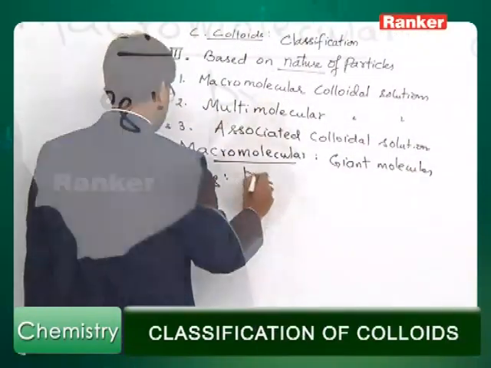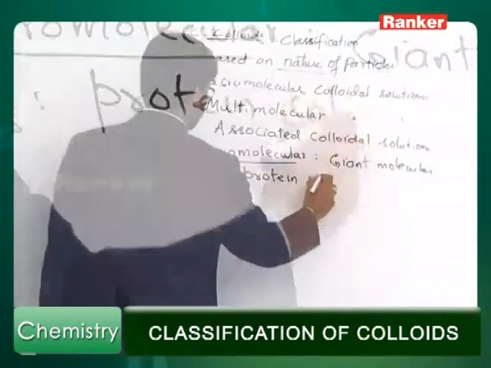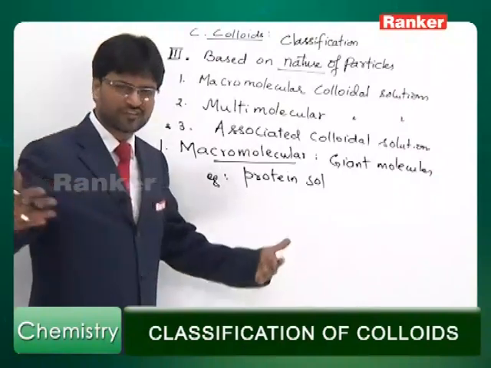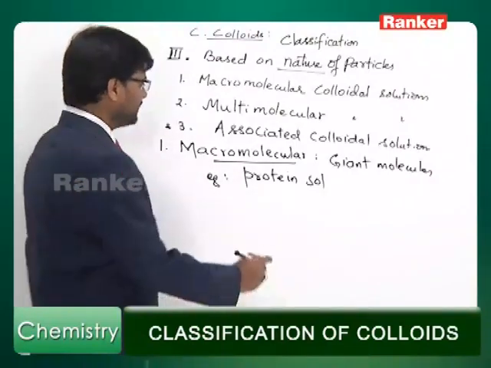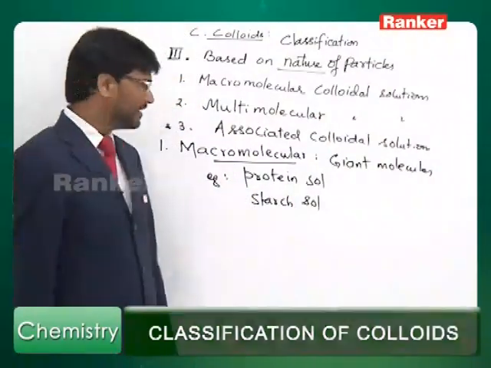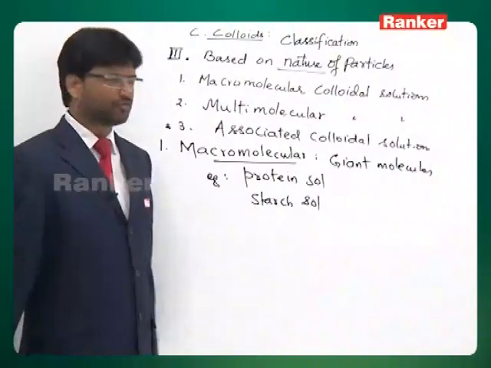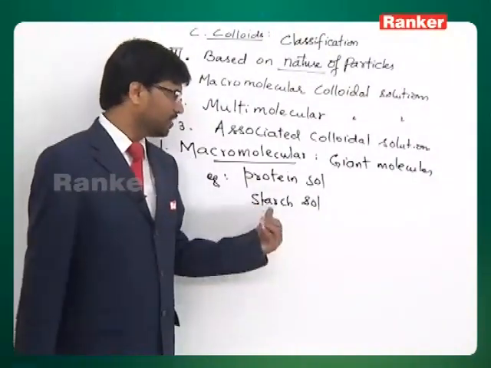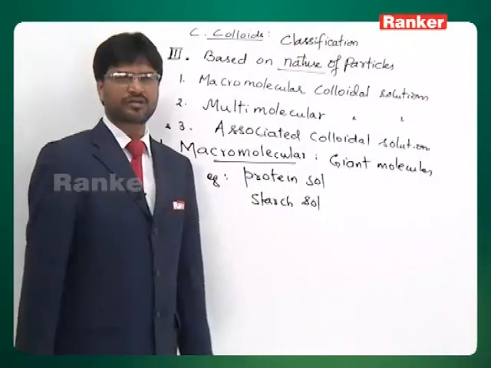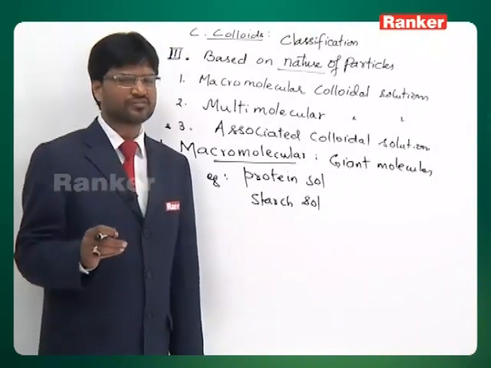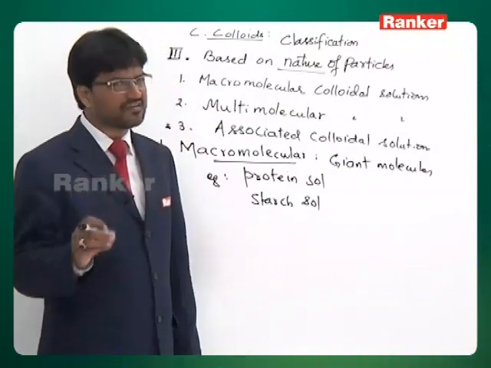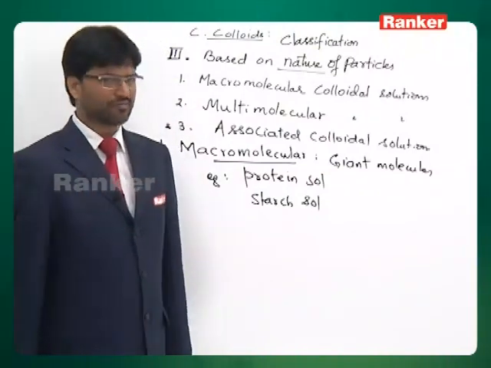Example, protein sol. Protein sol is an example of macromolecular colloid because protein is a macromolecule. It is formed by association of a large number of amino acid units. Then you have starch sol. You know, starch is also a polysaccharide. It is formed by joining of a large number of glucose units. So starch is a large molecule. Such a molecule can form a macromolecular colloid. Here the molecular size is large because of their polymeric nature, and the size of the molecule itself will be greater than 1 millimicron, and they form macromolecular colloids.